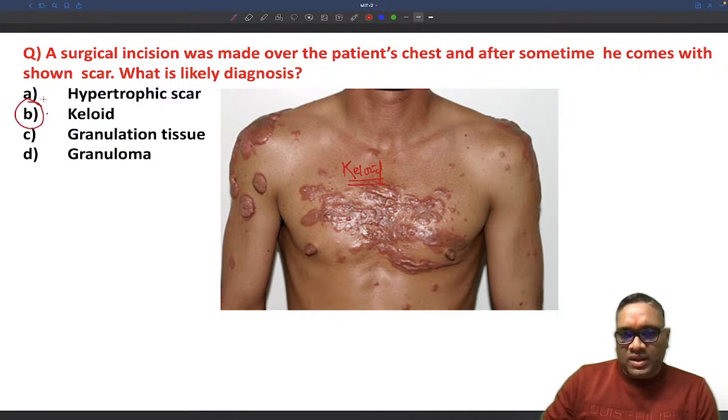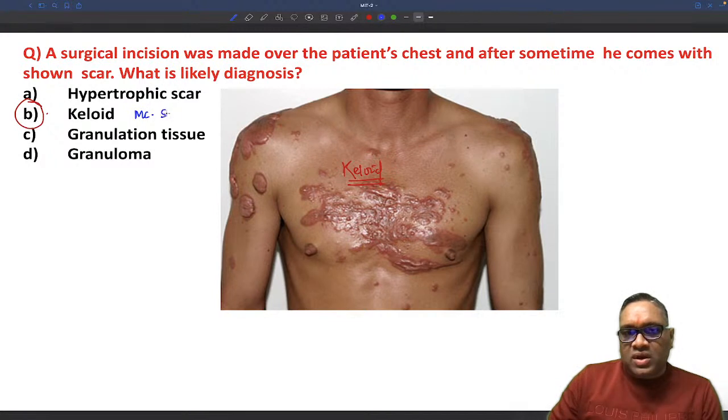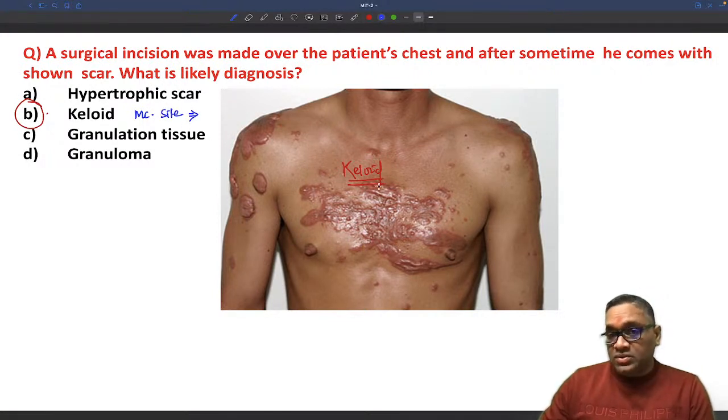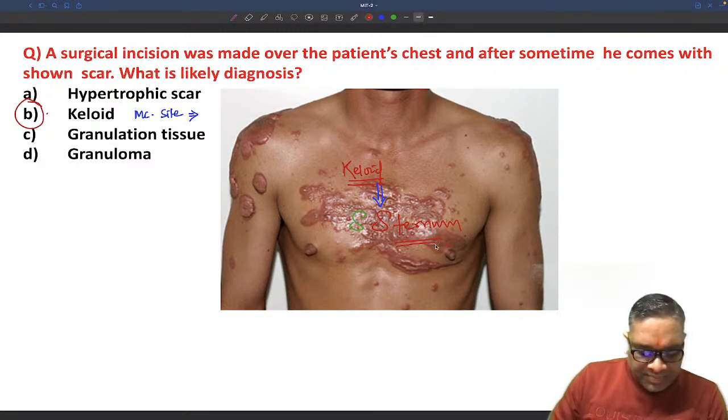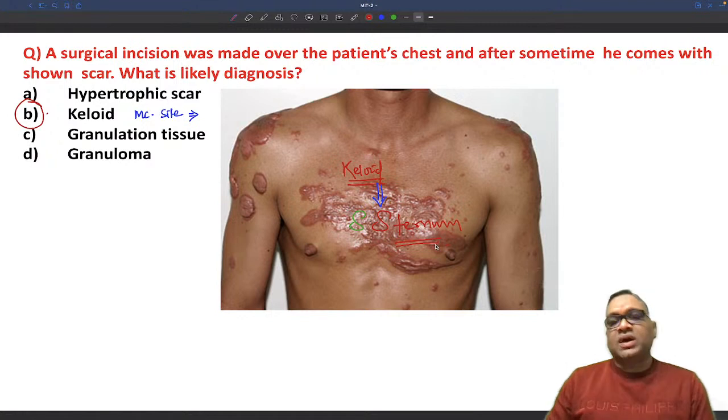So this is the keloid, and what you should know is what is the most common site for keloid, right? So now you are seeing the most common site. The most common site for keloid is the sternum, right? So what should be the right answer? Sternum. So you can see the sternum is the most common site for the keloid, right? Pradeep, Sabyasachi, Jasmine and Pooja have given me the correct answer, right?